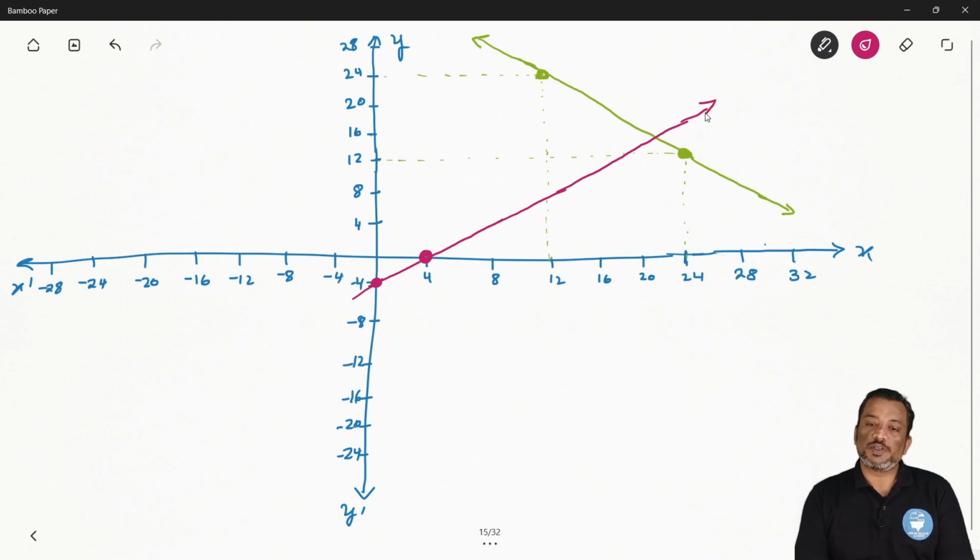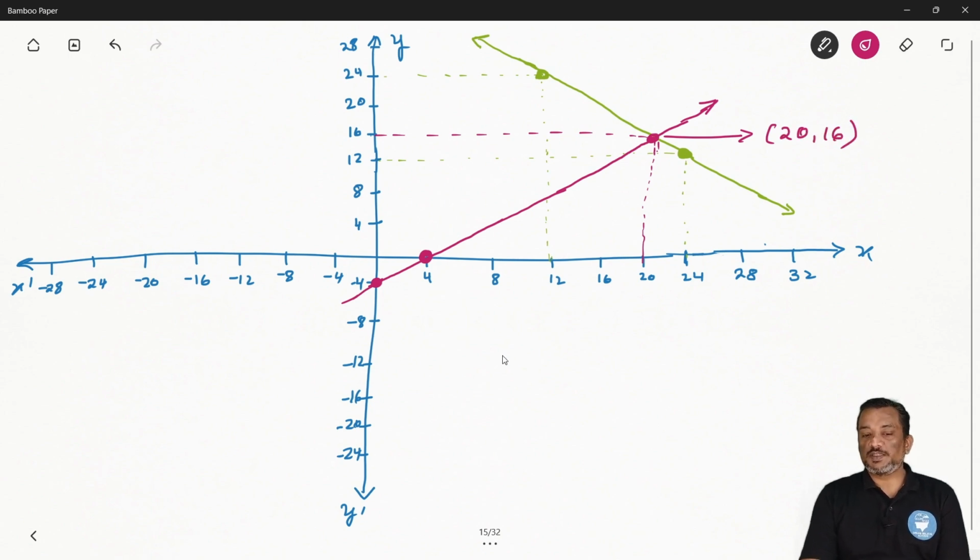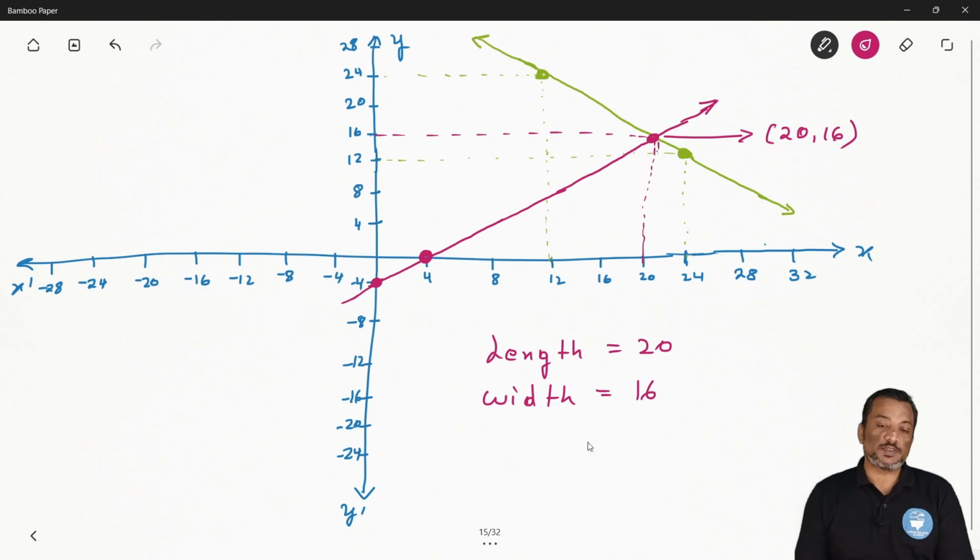Okay, so which means they are meeting at which point? You can say this is somewhere 12, 20 and this is coming 16. So you can say this one is 20 and 16. Okay, so which means length is equal to 20 and width is equal to how much? 16. Hope you're getting this solution.